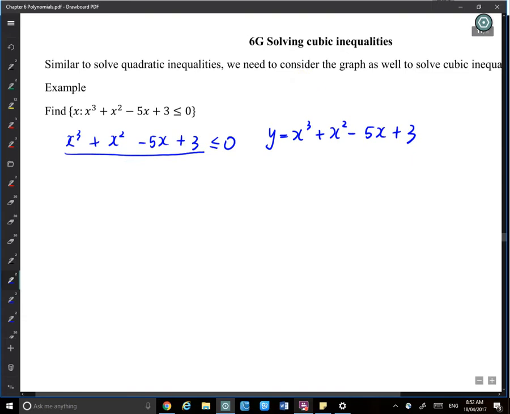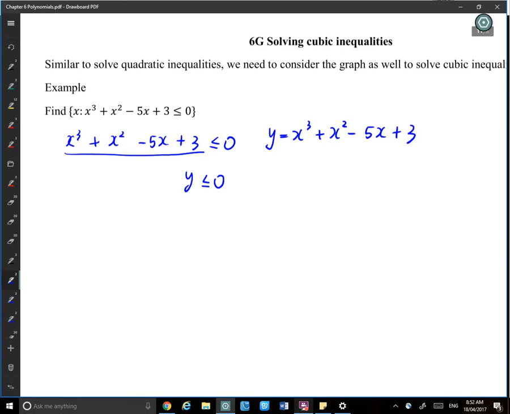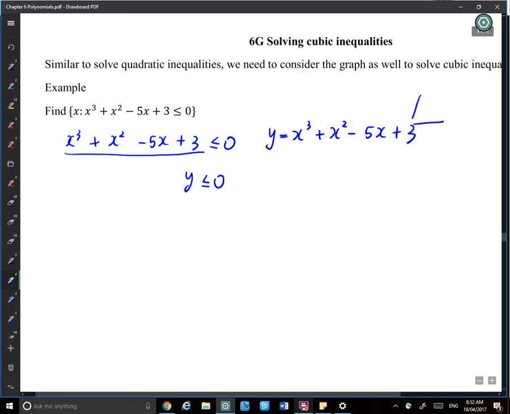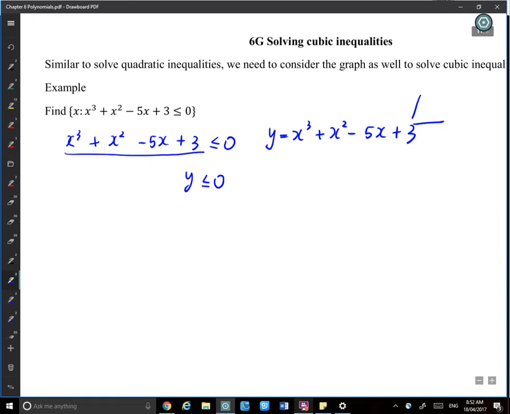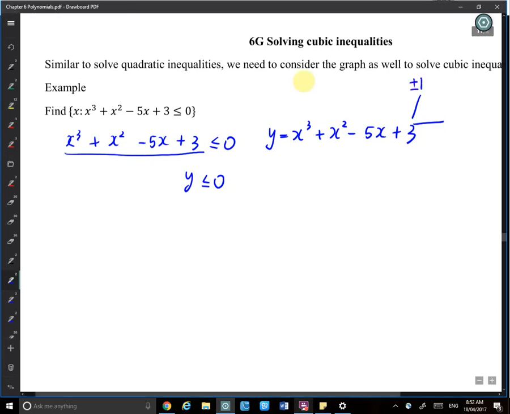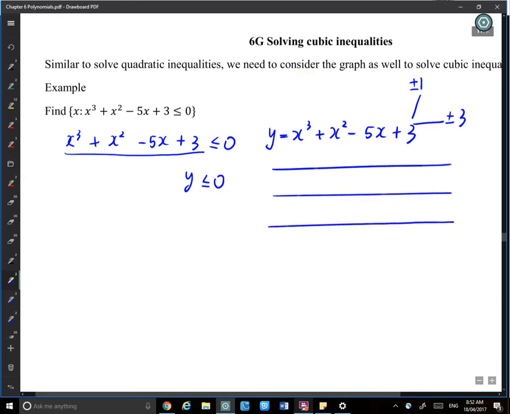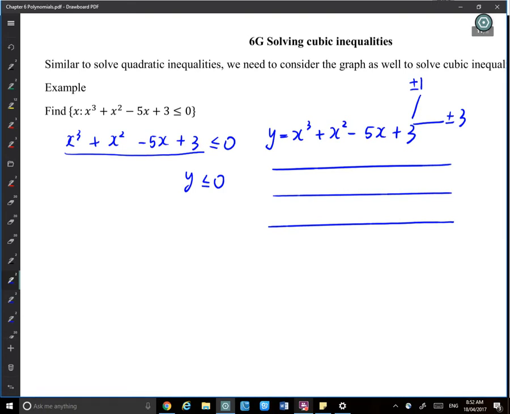So the next thing is I need to solve y less than or equal to 0, and I need to sketch for it. To sketch a cubic, what do I need to do first? Factorize. So how do we factorize? We see the number I should try to give y equals 0. I will try plus or minus 1 or plus or minus 3. You can quite see 1 is the answer. 1 plus 1 minus 5 plus 3 is obviously 0.